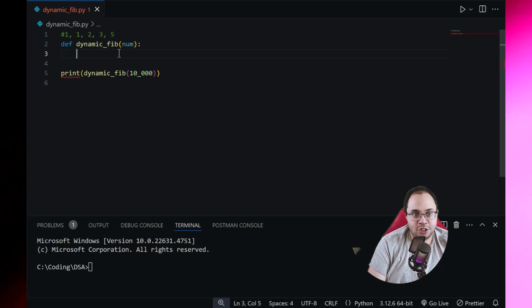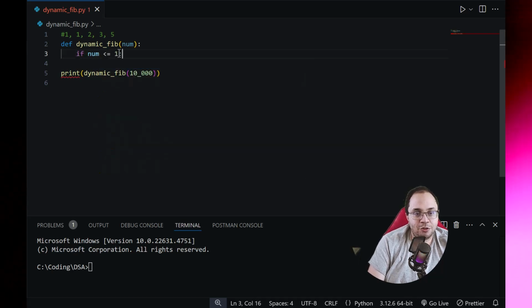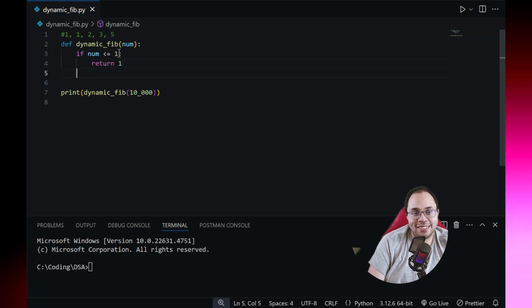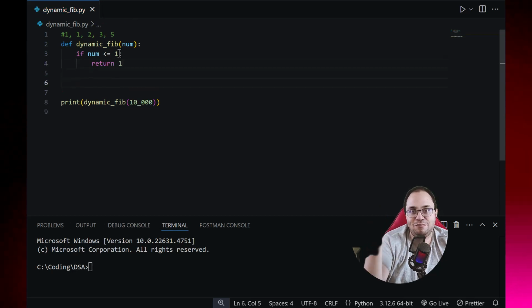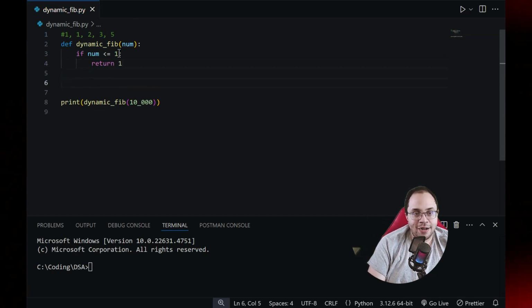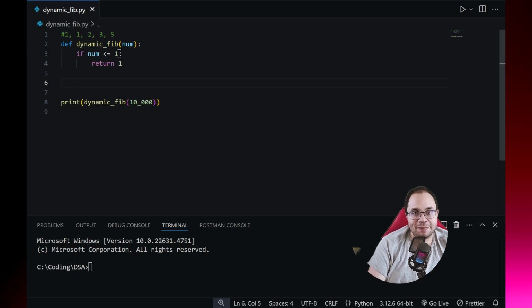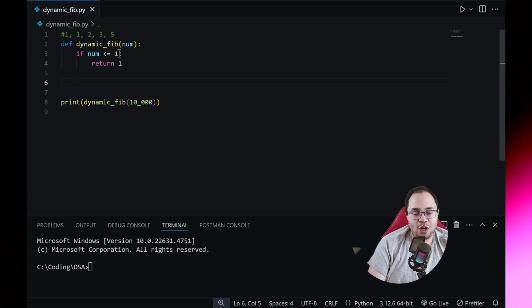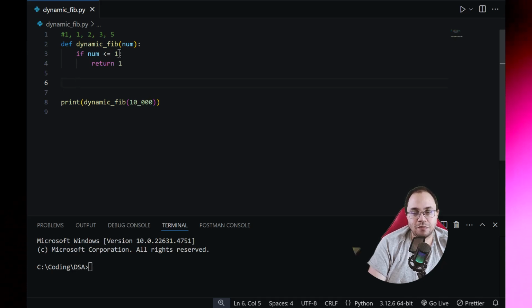All right, let's start this off. So if num is less than or equal to 1, we return 1. There's no reason to calculate this. If you just give me 1, bam, there you go. All right, we're still going to use a cache. We're still going to memoize things because it doesn't really matter that I'm doing dynamic programming. If I've already figured out the answer to the problem, don't figure it out again. There's no reason to do that.